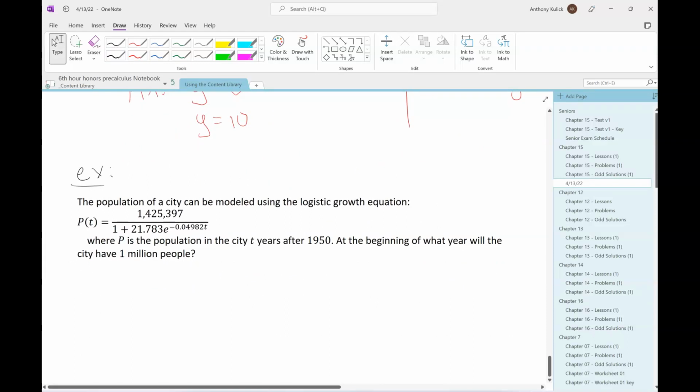So, the population of a city can be modeled using the logistic growth equation below, where P is the population in the city T years after 1950. At the beginning of what year will the city have 1 million people? Okay. So what are we looking to solve for? T, because we hear the phrase what year. So we'll be solving for T. So what are we going to have to plug in for P of T? The 1 million. Everybody cool?